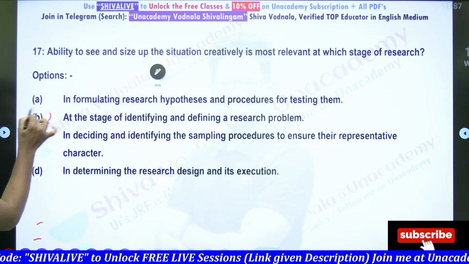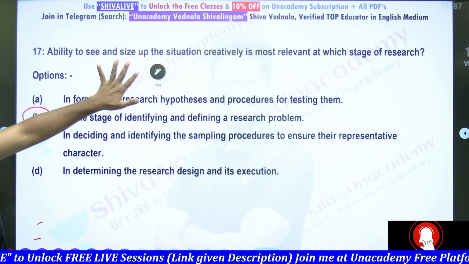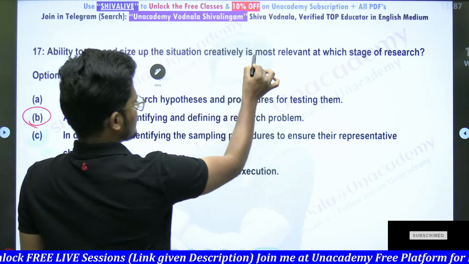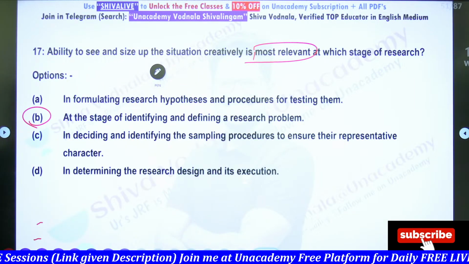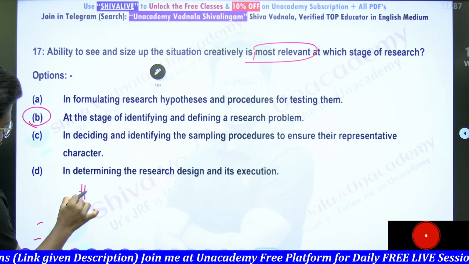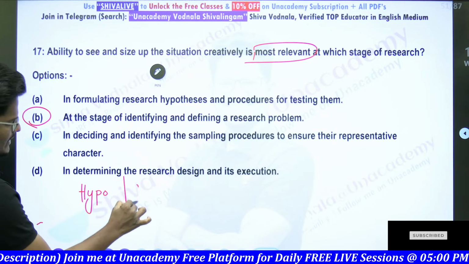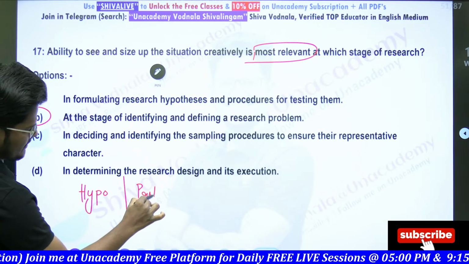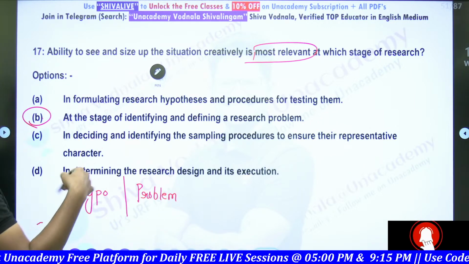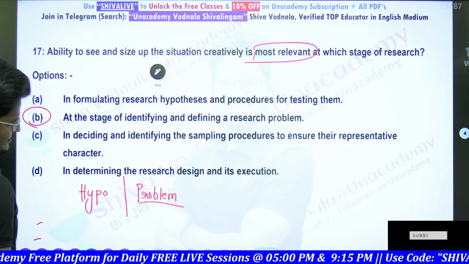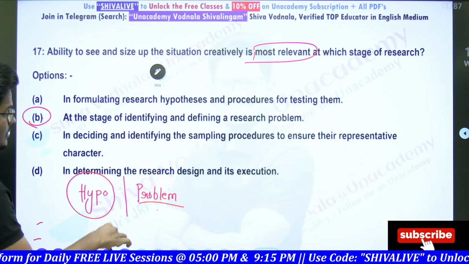Option B is the given answer, that is at the stage of identifying and defining a research problem. So the ability to see and size up the situation creatively is most relevant. This has multiple possible answers actually. This can be possible in the hypothesis stage, but when the problem identification stage is given, it is better to go with that only. Problem identification stage, where we will show more creativity in selecting the problem itself of the research.